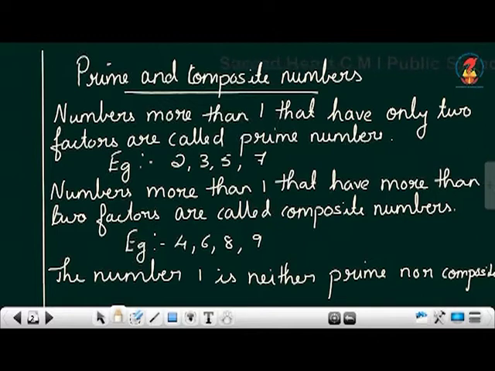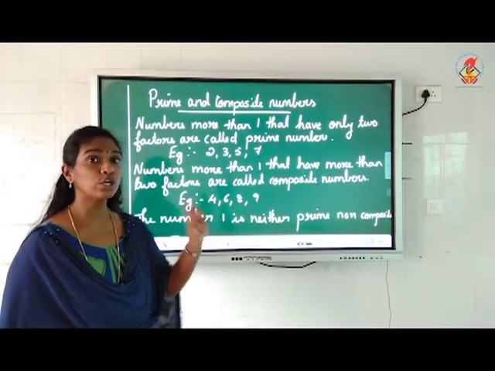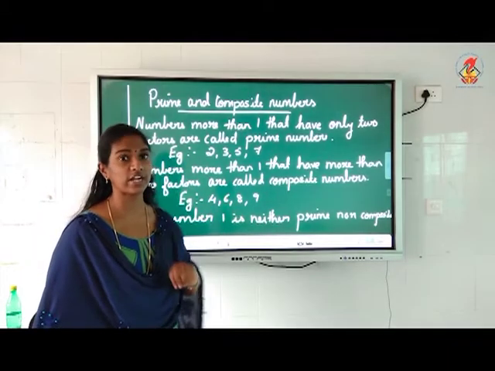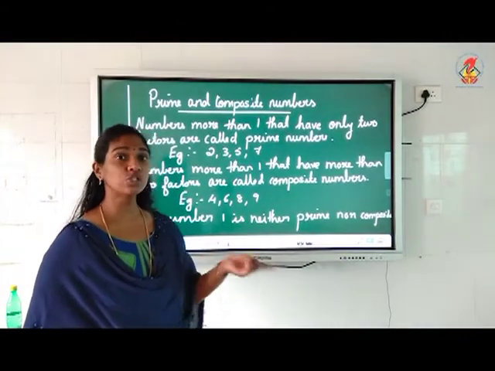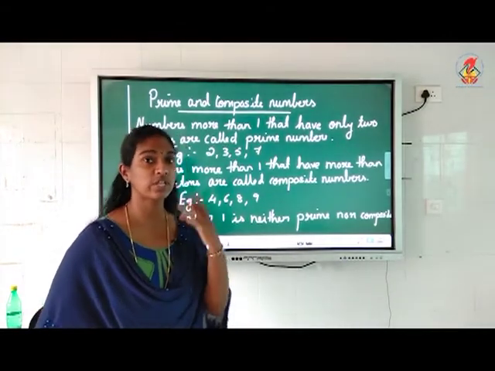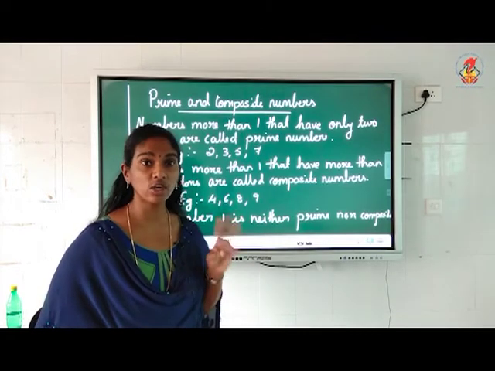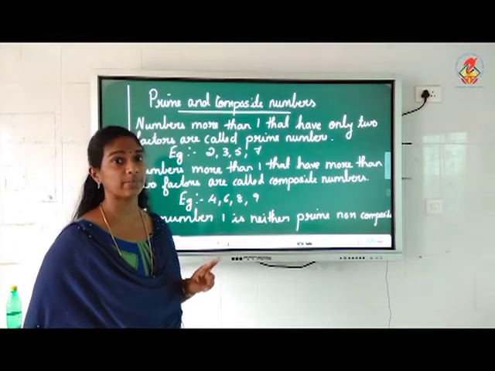Example 4. Then 6. What are the factors of 6? 1 into 6 is 6. 2 into 3 is 6. So 1, 2, 3 and 6. There are 4 factors for 6. 8. 1 into 8 is 8. 2 into 4 is 8. Yes, so there are more than 2 factors. More than 2 factors, those numbers are called composite numbers. Only 2 factors, those numbers are called prime numbers.